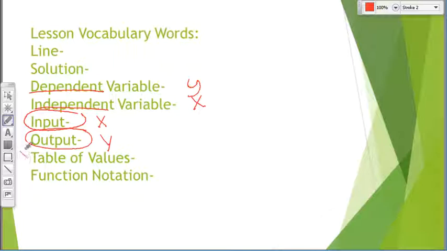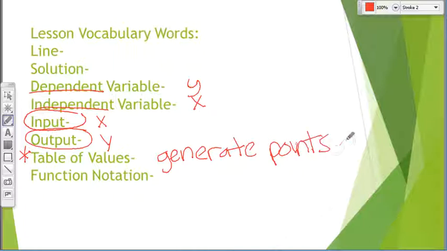So let's go ahead and talk about the next one, table of values. A table of values is something that we use to be able to generate points on a line. So if we know the equation of the line, we can use a table of values to help us generate some points that are on that line, and then we can graph the line.